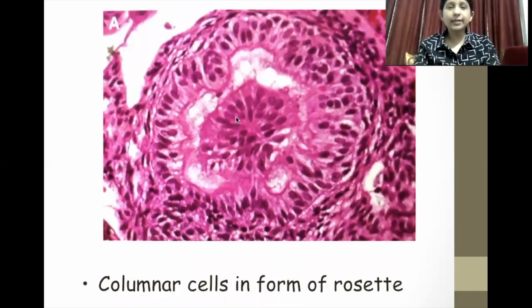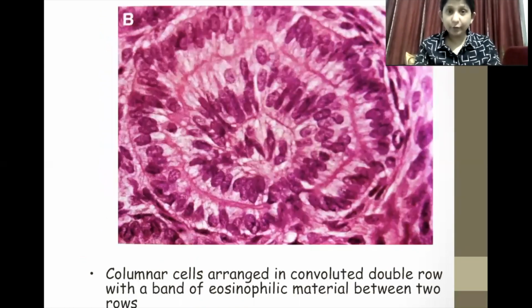So this is called the center. It is a rosette formation, that is a rose-like arrangement of the odontogenic epithelial cells. This again is a histopathological feature, an arrangement of the cells in adenomatoid odontogenic tumor.